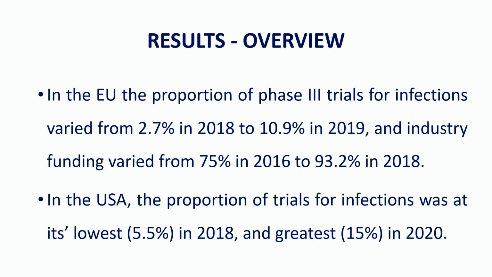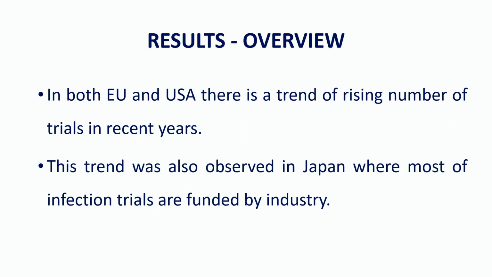So in the EU, proportion of phase 3 trials for antimicrobials varied from 2.7% in 2018 to 10.9% in 2019. Industry funded varied from 75% to 93.2%. In the United States of America, proportional trials for infections was its lowest, 5.5 in 2018, and greatest, 15% in 2020. In both European Union and United States, there's a trend of rising number of trials in recent years. This trend was also observed in Japan, where most infection trials are funded by the industry.